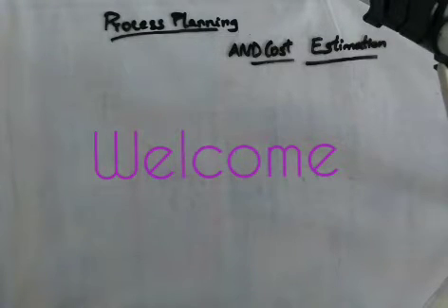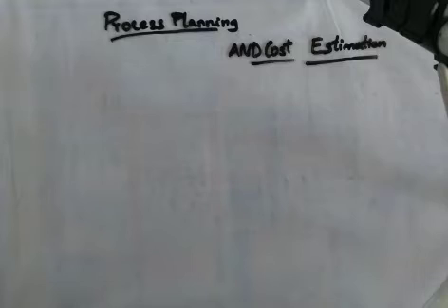In today's session, we'll be seeing an important subject in the 7th semester of mechanical engineering, that is process planning and cost estimation. We will see a topic today: how to determine the selling price of a product. Before that, we must know a few terminologies, the components of the cost.